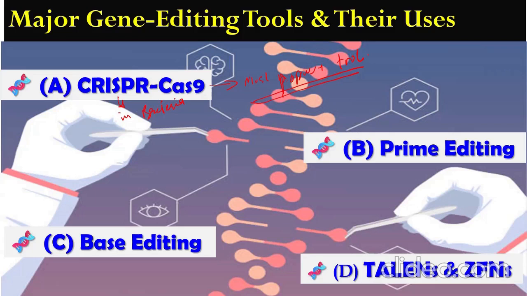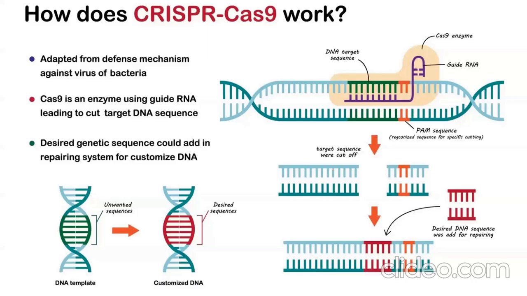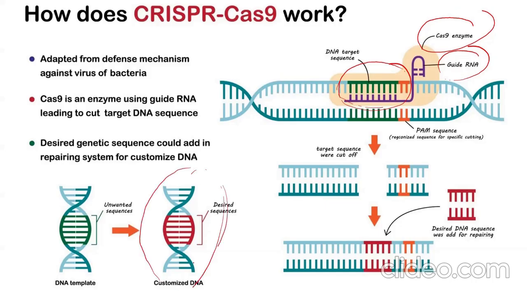How does CRISPR-Cas9 work? This is an important thing, so I will show you the slide. It uses a guide RNA to find the target sequence. This is the target DNA sequence. After that, it uses Cas9 to cut it. Through this enzyme, they cut this part of DNA, allowing modifications. Then the desired DNA which you need is inserted. This is customized DNA. This is the simple process of CRISPR-Cas9.